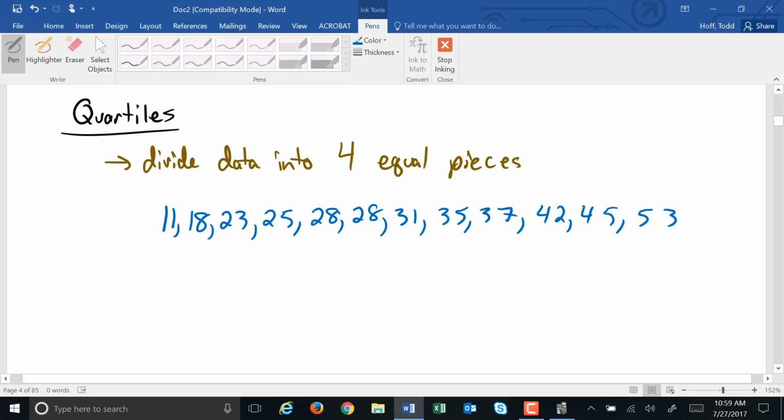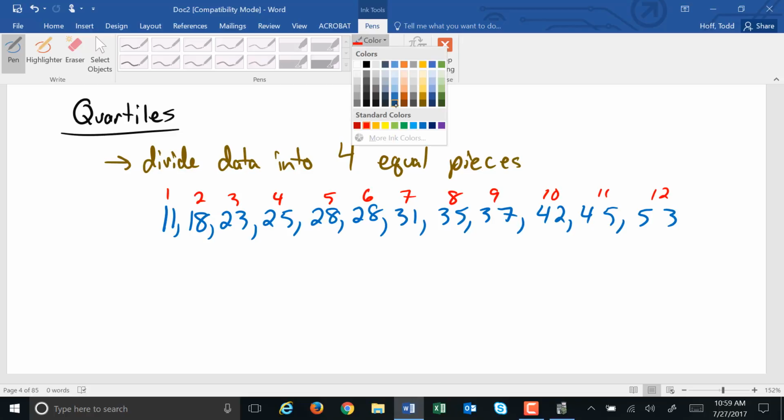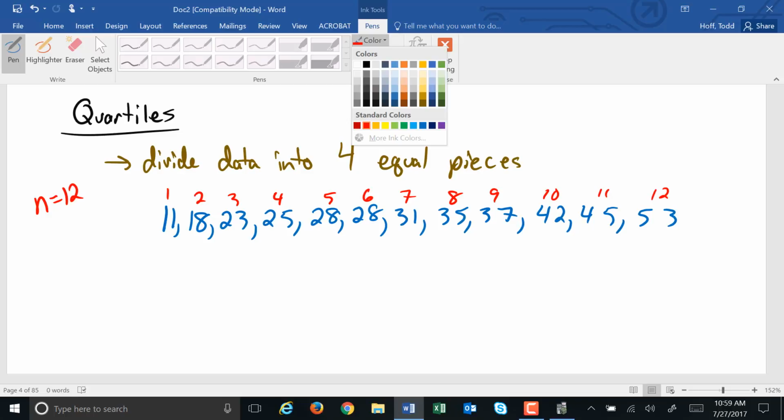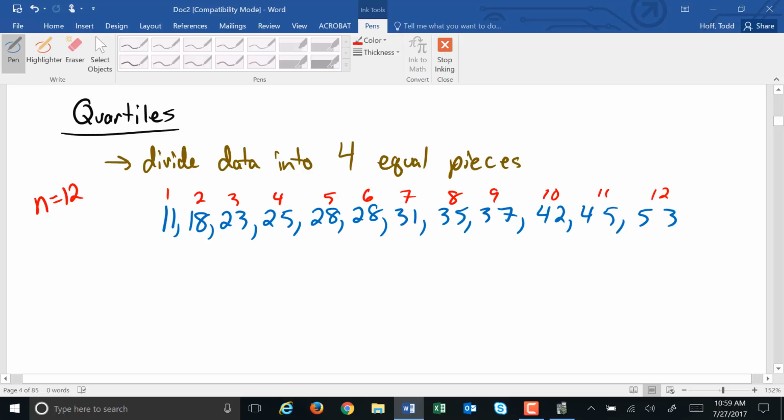Might have put an extra number in here. Let me double check. 1, 2, 3, 4, 5, 6, 7, 8, 9, 10, 11, 12. I got 12 numbers here. So n equals 12. Now again, for quartiles, generally we'd be looking at a much larger set of data with a lot more numbers in it. But to keep it easy for us, we're going to be looking at 12.